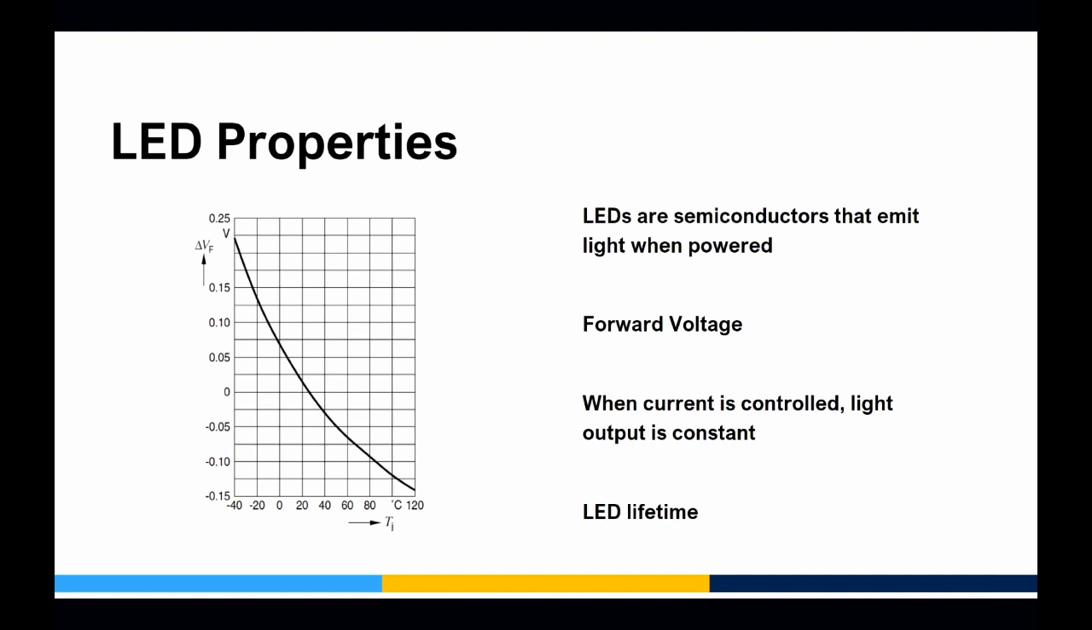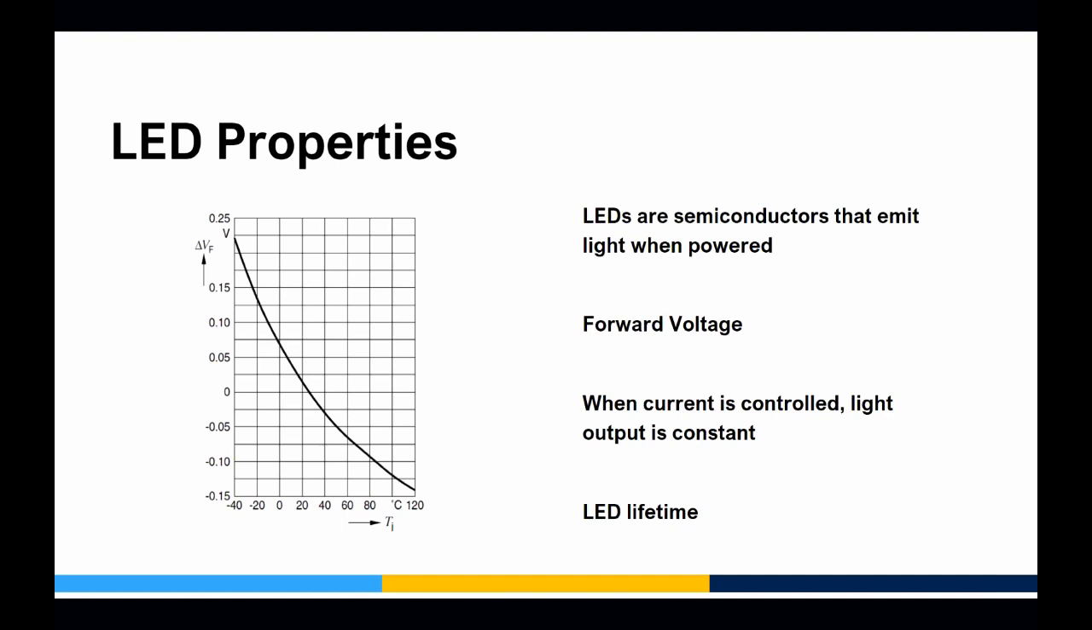When the current is controlled, the light output is constant. So when you're sending your current to the LED, there might be some fluctuation in how much current comes to the light, but the output that you get from your light, what the intensity looks like, what the uniformity looks like, that's going to be constant. So we want to control the current that we give our LED to control the output.